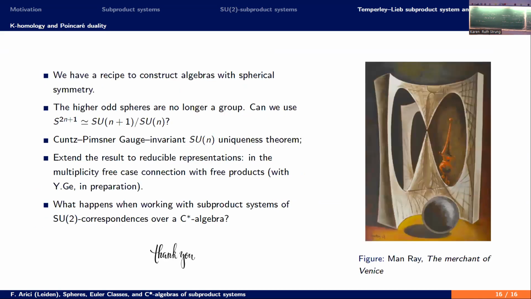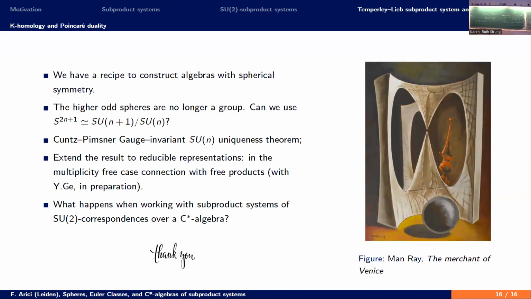And since I'm over time, only one minute over time, this is my summary. So we have a recipe to construct algebras with a kind of spherical symmetry, or if you want, with an SU(2) action. This is done, again, using the representation theory of SU(2).